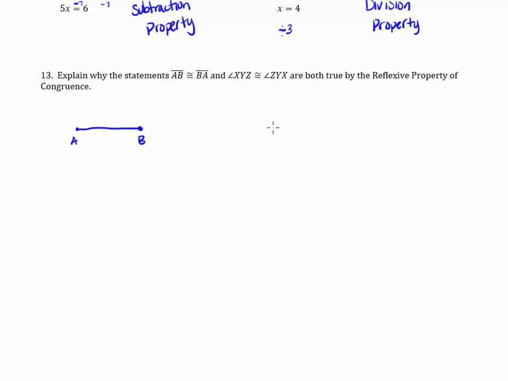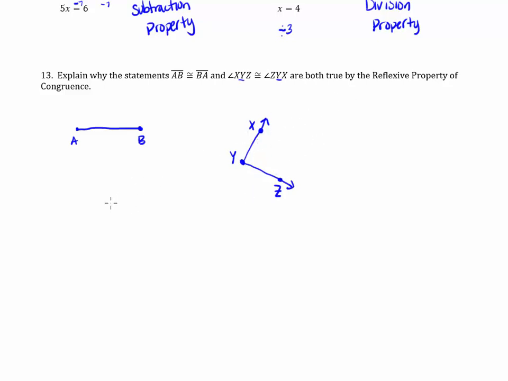Okay. Angles work the same way. If I have angle XYZ, this angle is the exact same thing as angle ZYX. The important part is that the vertex Y is in the middle. After that, it doesn't really matter. So once again, the reflexive property says that we can switch those around and we still get the same picture. We just named it something differently.